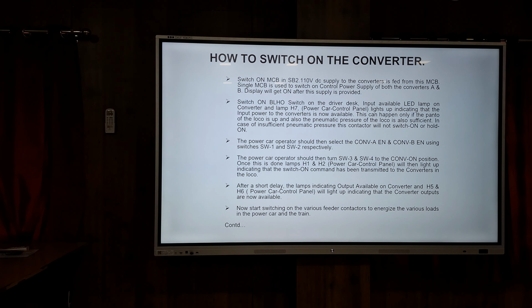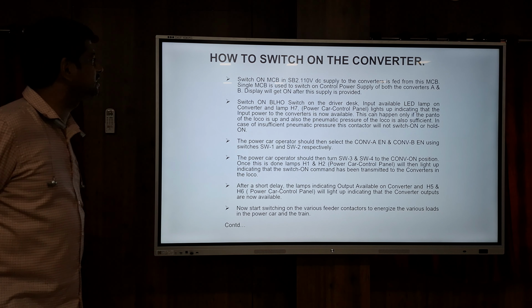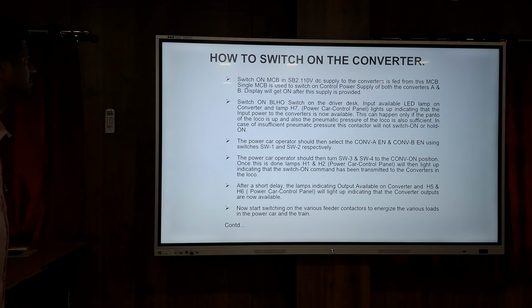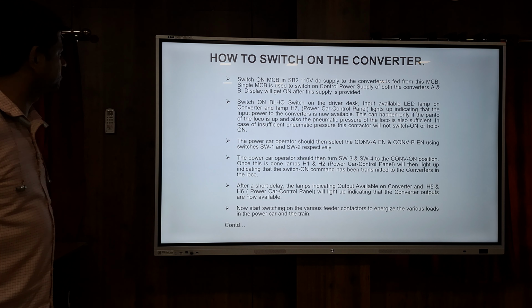How to switch on the converter? This is the procedure for switching on the converter. Switch on the MCB in SB2. The 110 volt DC supply to the converters is fed from this MCB. A single MCB is used to switch on the control power supply of both the converters A and B. The display will come on after this supply is provided.